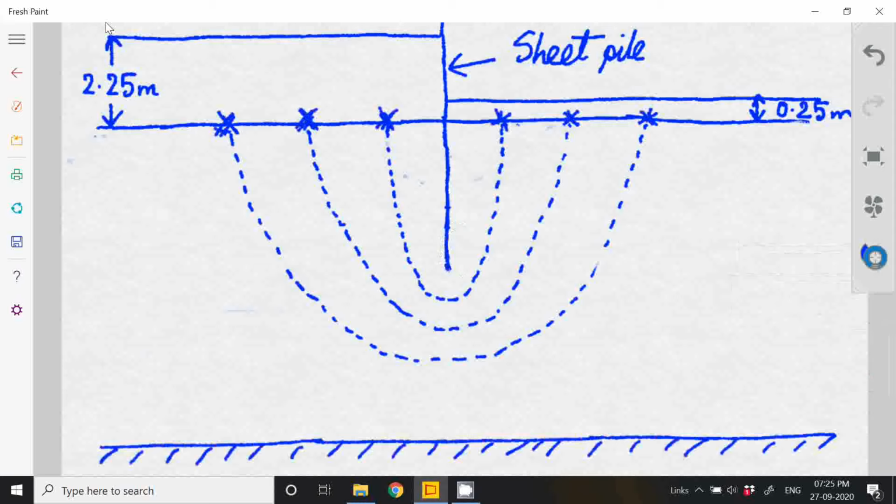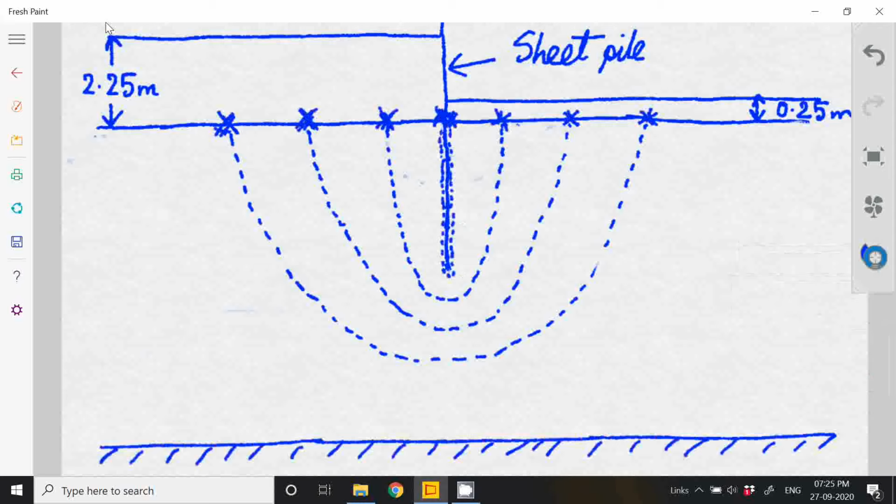Okay. Now one point will be like this. Consider one particle of water which is in touch with the sheet pile. Here also the head is 2.25. This particle of water on the left, which is in touch with the sheet pile, will flow through the boundary in touch with the sheet pile like this, and it will move like this. Okay, and it will reach here, and here the head is 0.25.